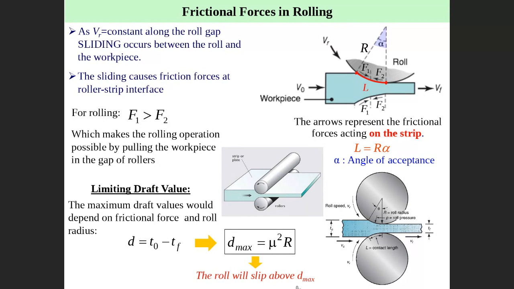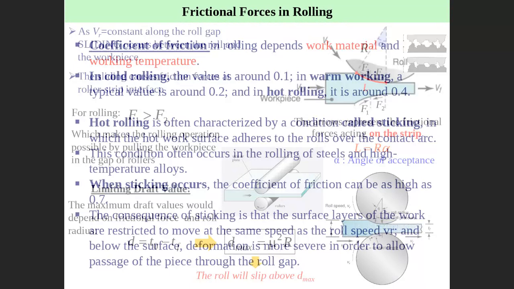Then the roll will slip above the maximum. If TO minus TF is bigger than the maximum, then the maximum is achieved by mu square root of R. I mean, if you know the coefficient of friction and R, you multiply and you get the maximum draft. Then the maximum you can achieve for TO minus TF is Dmax. If you try to achieve bigger than the maximum, this roll will slip and will not achieve the rolling process. So the maximum draft that can be achieved is equal to mu square root of R, right?